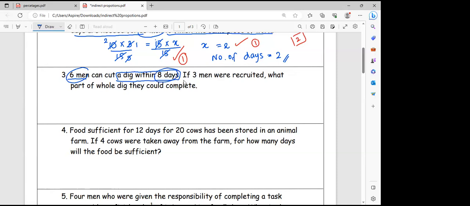If 3 men were recruited, what part of whole dig they could complete? එතකොට මිනිස්සු 3 දෙනෙක් නම් recruit කරගත්තේ what part of whole dig they could complete? එයාට මේ whole dig means actually the amount of the work. ඒ වැඩෙන් කොච්චර ප්‍රමාණයක්ද එයාලට complete කරගන්න පුළුවන් උනේ කියලා අහනවා. හරිද?